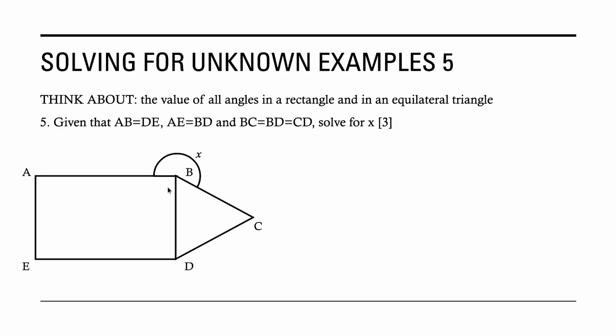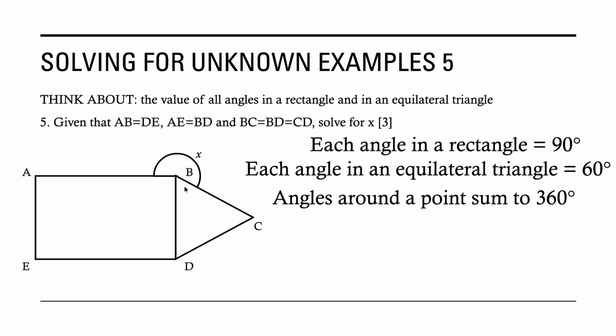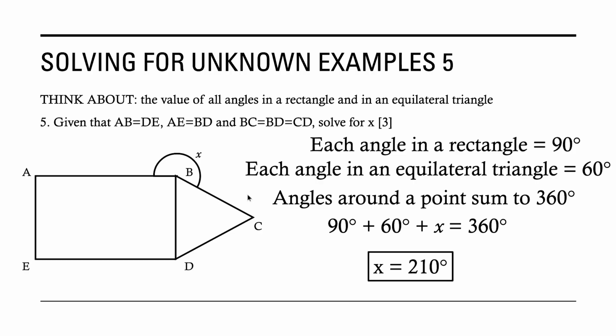So now we have 2 angles, 90 degrees and 60 degrees. And we know that alongside x, they all lie around the same point B. So they're going to sum to 360. First, just write that this is 90 degrees, this is 60 degrees, and that around this point they sum to 360. Now write all your components and what they sum to, and rearrange it simply for x, 210 degrees.